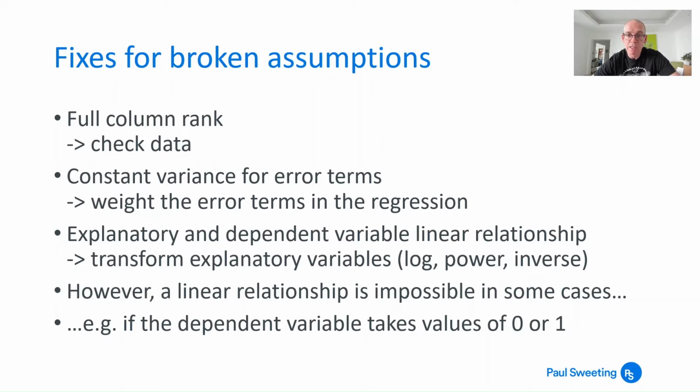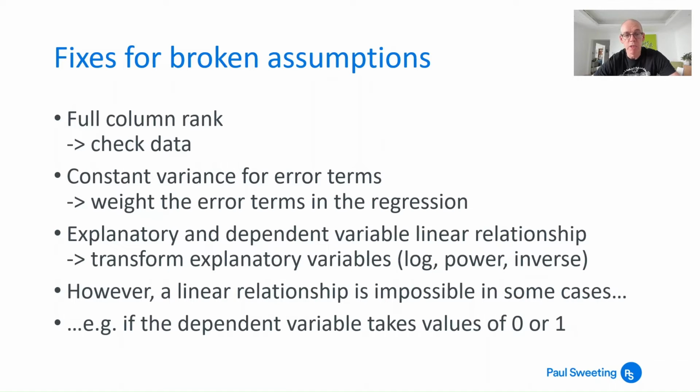Explanatory and dependent variables having a linear relationship. If they don't, then you need to think about applying some sort of transform to your explanatory variables. So either taking the log of them, raising them to a power, inverting them, something which gives you something which looks a bit more like a straight line, which you can then apply the regression analysis to. Now, that being said, a linear relationship is impossible in some cases.